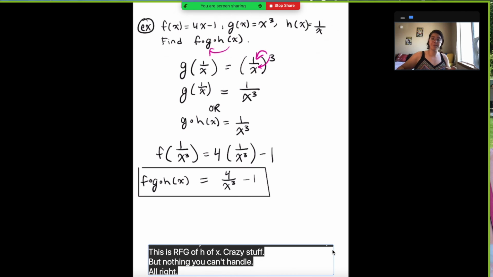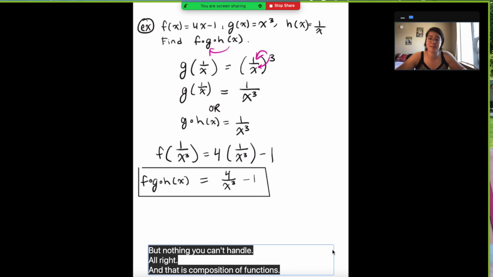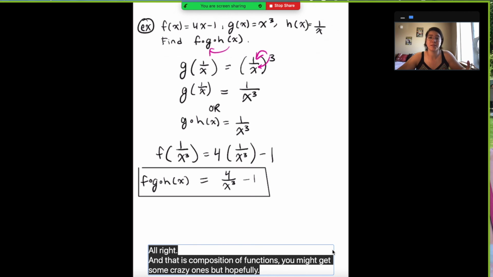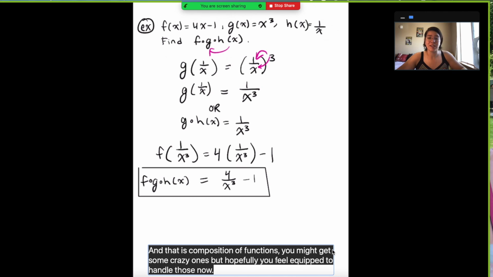All right. And that is composition of functions. You might get some crazier ones, but hopefully you feel equipped to handle those now. And good luck in your math endeavors.